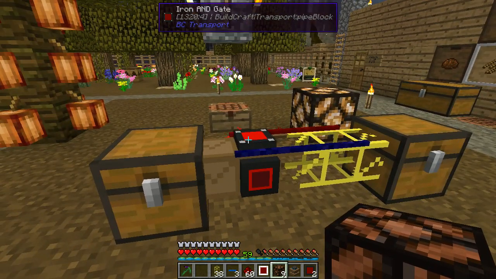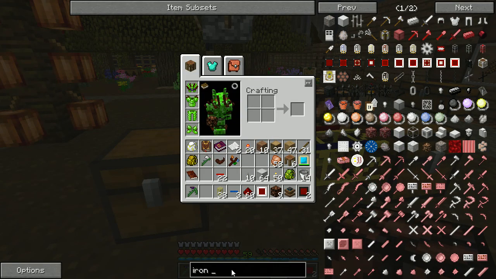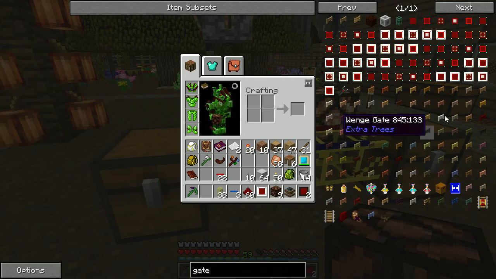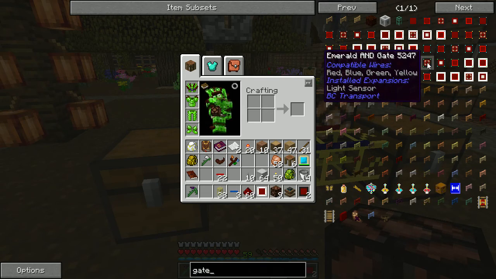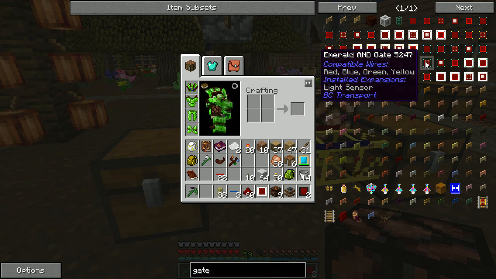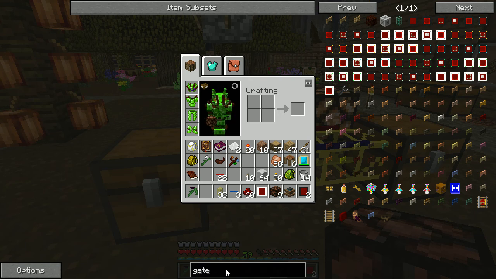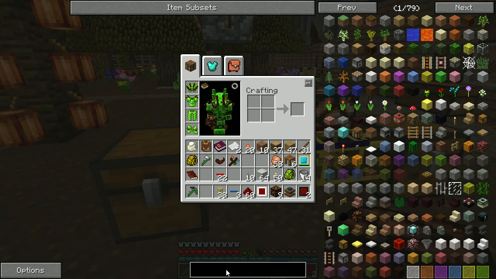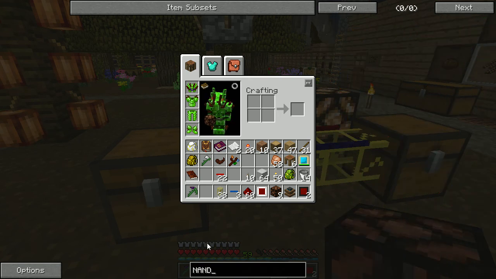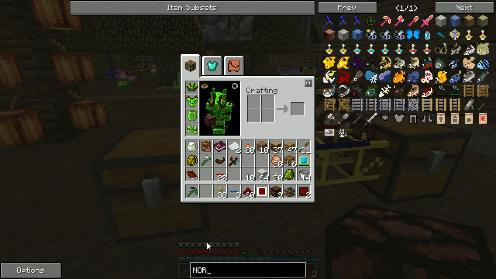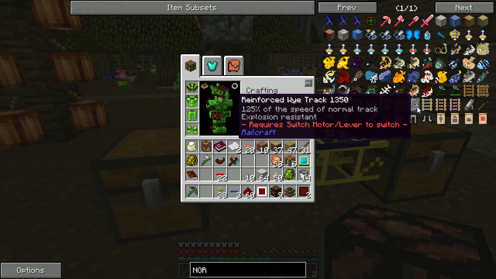Now, I think with some of the more advanced gates, let's just type gate real quick. We can get like the NAND and fun stuff like that. But I'm not 100% sure. And. Or. Let's see if there's a NAND. N-A-N-D. No, it doesn't look like it. How about a NOR? There's lots of NOR stuff.